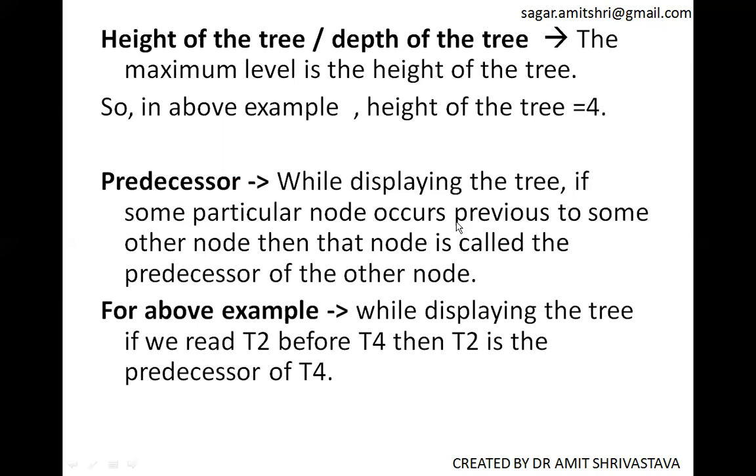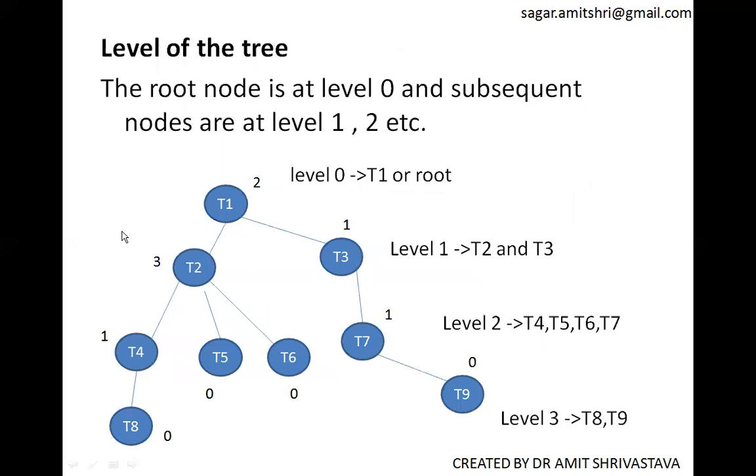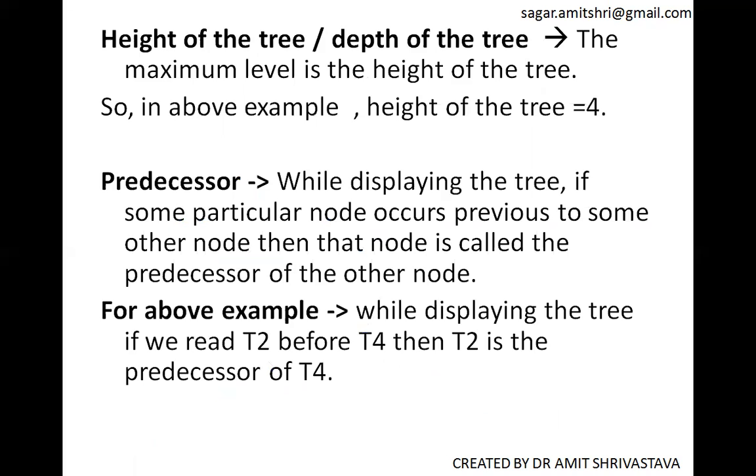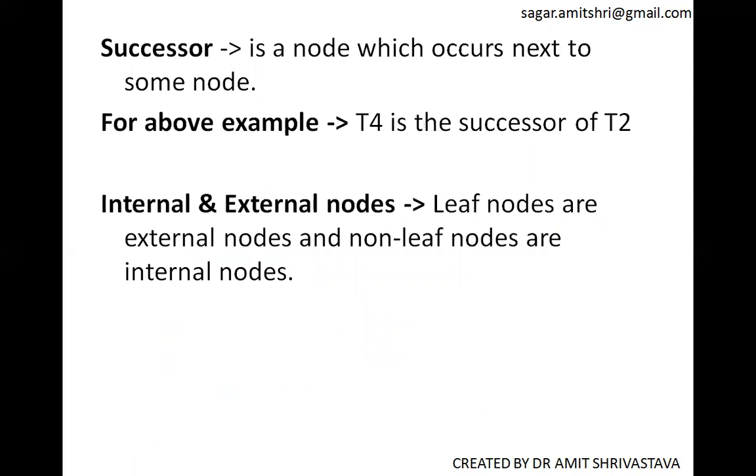Now predecessor. While displaying the tree, if some particular node occurs previous to some other node, then that node is called the predecessor of the other node. So in this example, T2 is read first and after that I have read T4, then T2 is the predecessor of T4. Or we can say that T4 is the successor of T2. So successor is a node which occurs next to some node.